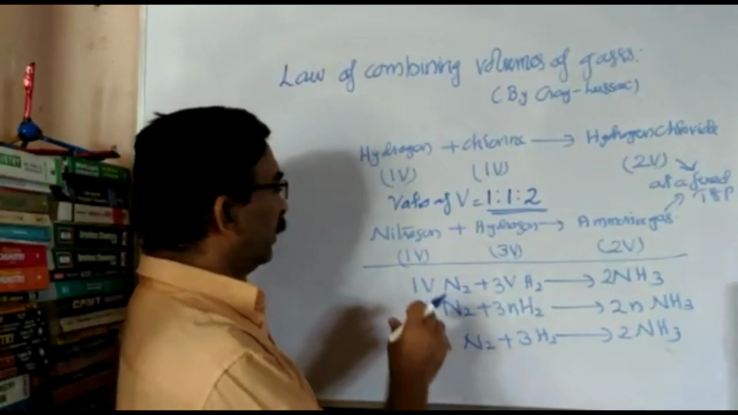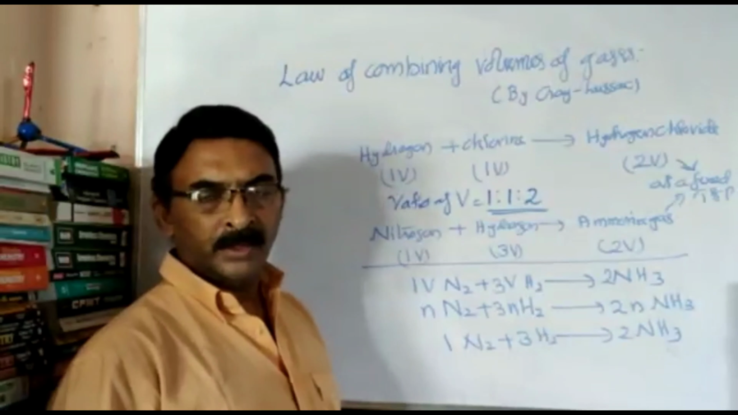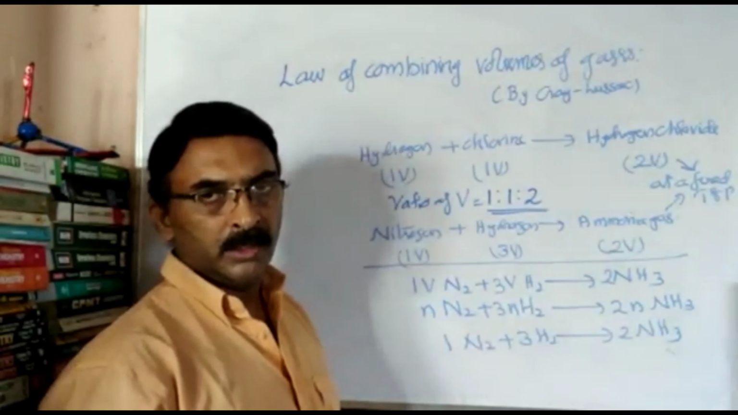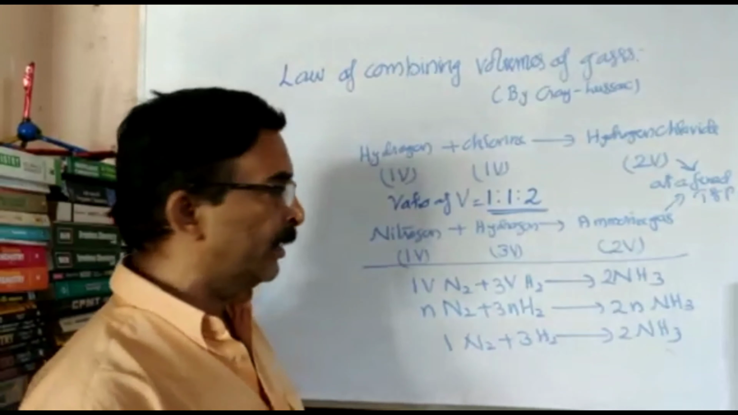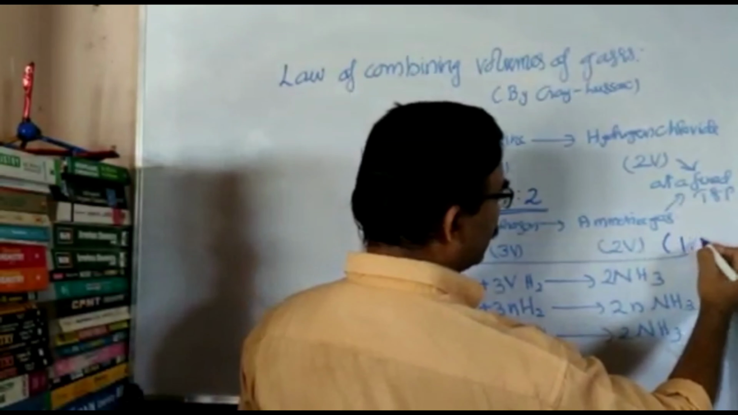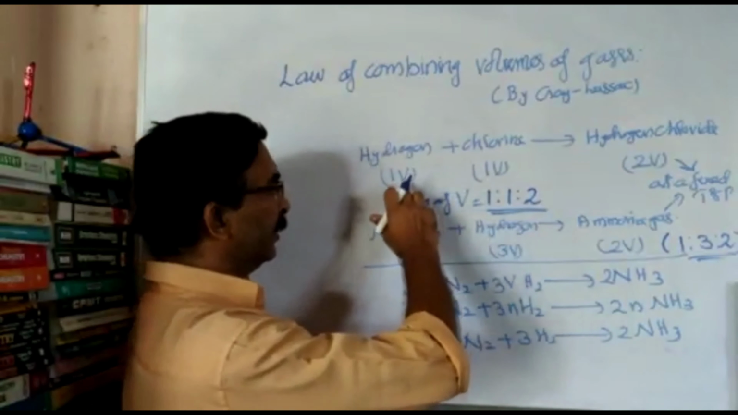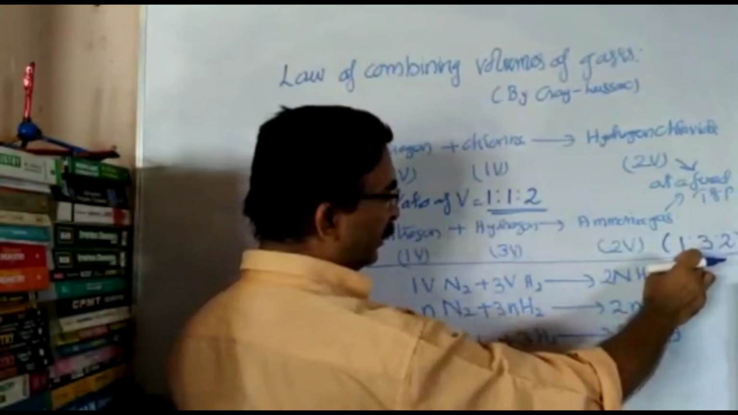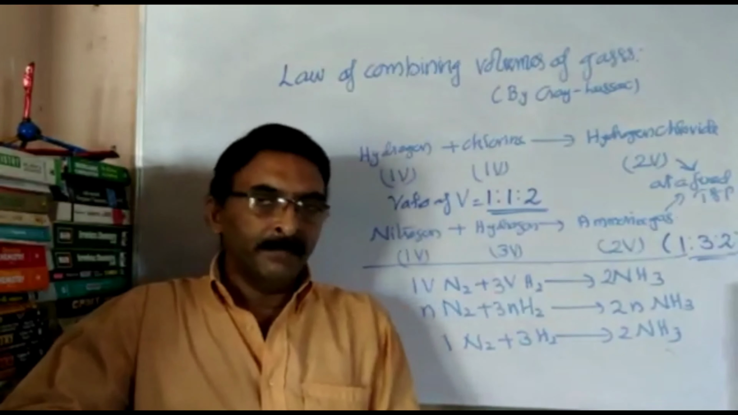In another experiment, when they reacted 1 volume nitrogen with 3 volume hydrogen, they got 2 volume ammonia. Like 1 liter nitrogen reacted with 3 liter hydrogen, getting 2 liter ammonia. So the ratio is 1:3:2. This is only accidental. Here 1 plus 1 is equal to 2, it is nothing like that. It is very much evident from this 1:3:2. All the measurements being done at the same temperature and pressure.